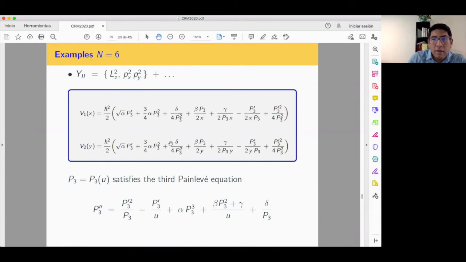Again, alpha, delta, and beta are nothing but arbitrary parameters. And they are pure quantum potentials because they are proportional to h bar squared.